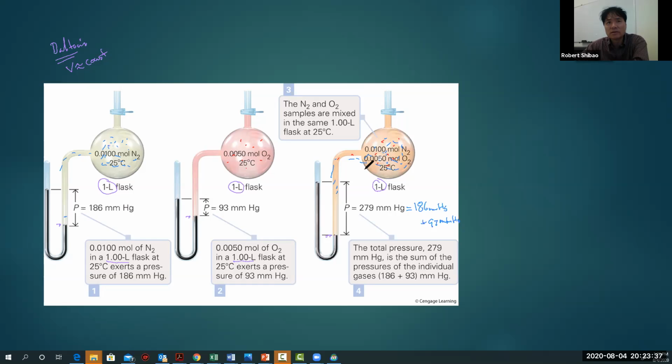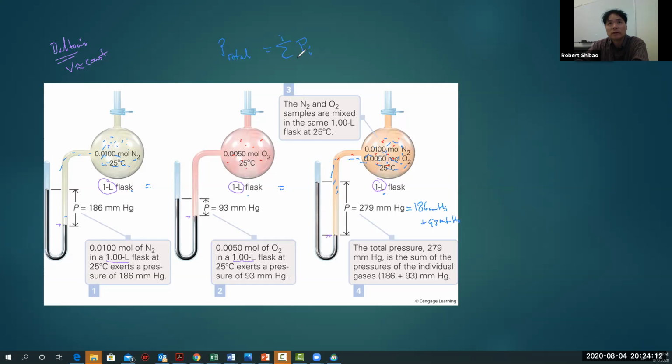And so this is a way of visualizing it in Dalton's. The volume doesn't change. The volume is constant. 1 liter is equal to 1 liter, which is equal to 1 liter. And so the pressures have to change here. So Dalton's mixture. What Dalton said is that the total pressure, P total, is equal to the sum of the partial pressures, P sub i.